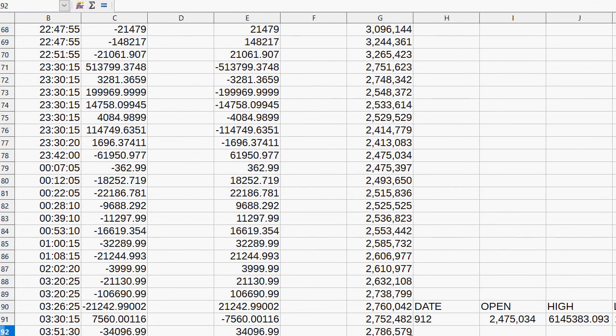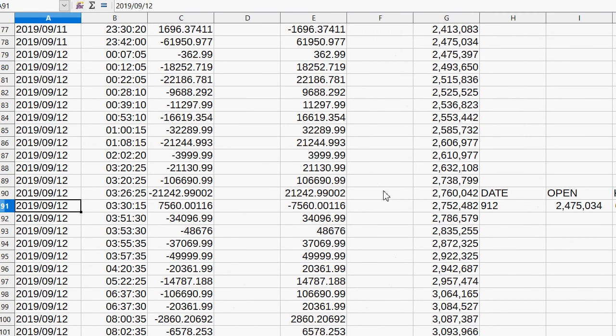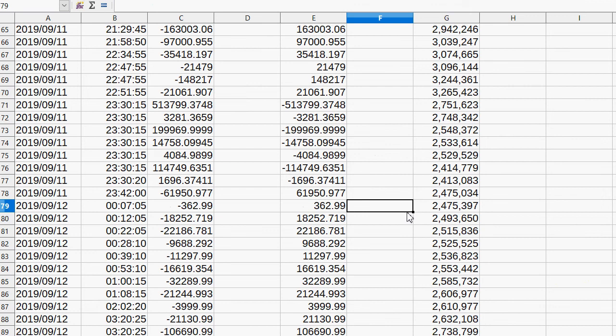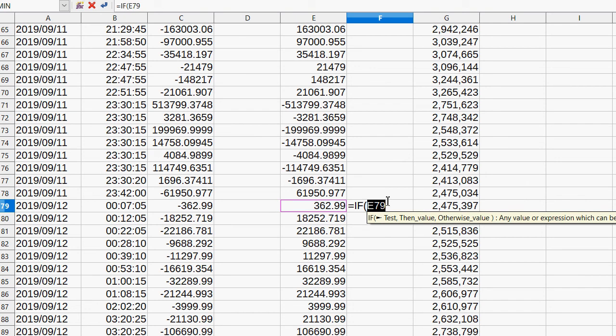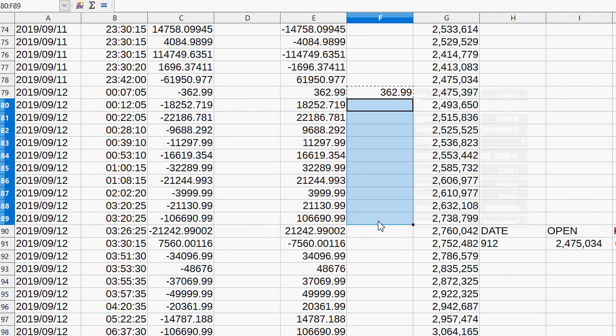I'm not going to do the next one, but as far as overall net volume is concerned, how I would do that is I would have to have every number in positive. So I have to turn every negative into a positive. For the 12th, equals if this number here is less than 0, then give me negative that number. Else, it's already positive, I want whatever the number is. So 362.99 will come. And where it says negative 75, it'll go to positive 75.